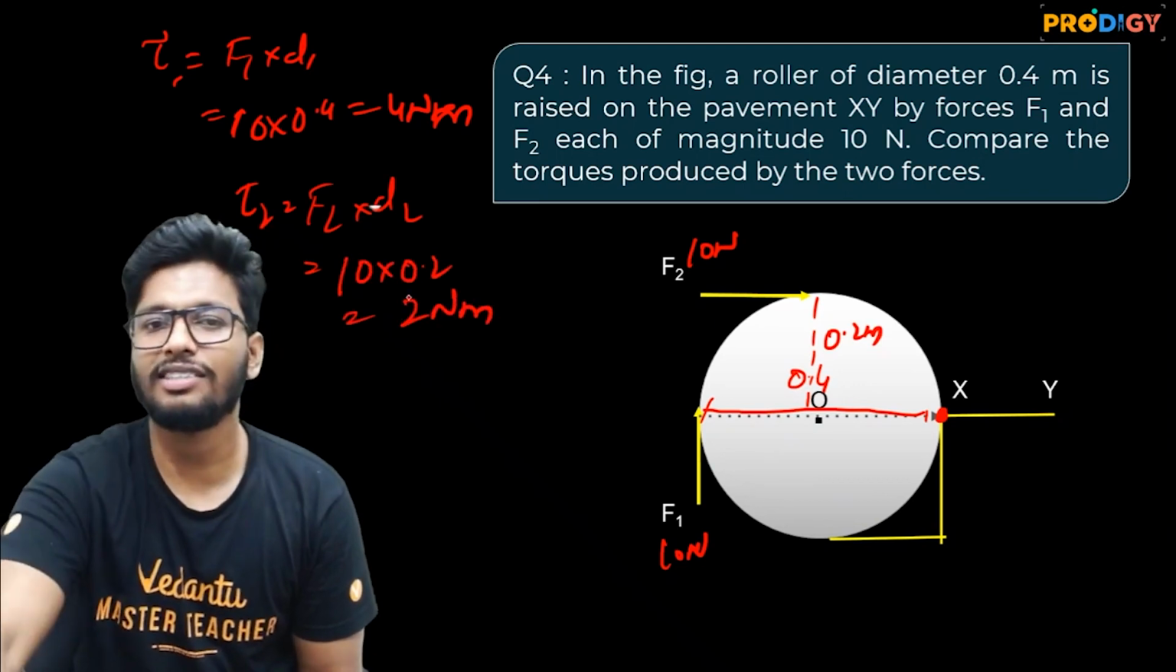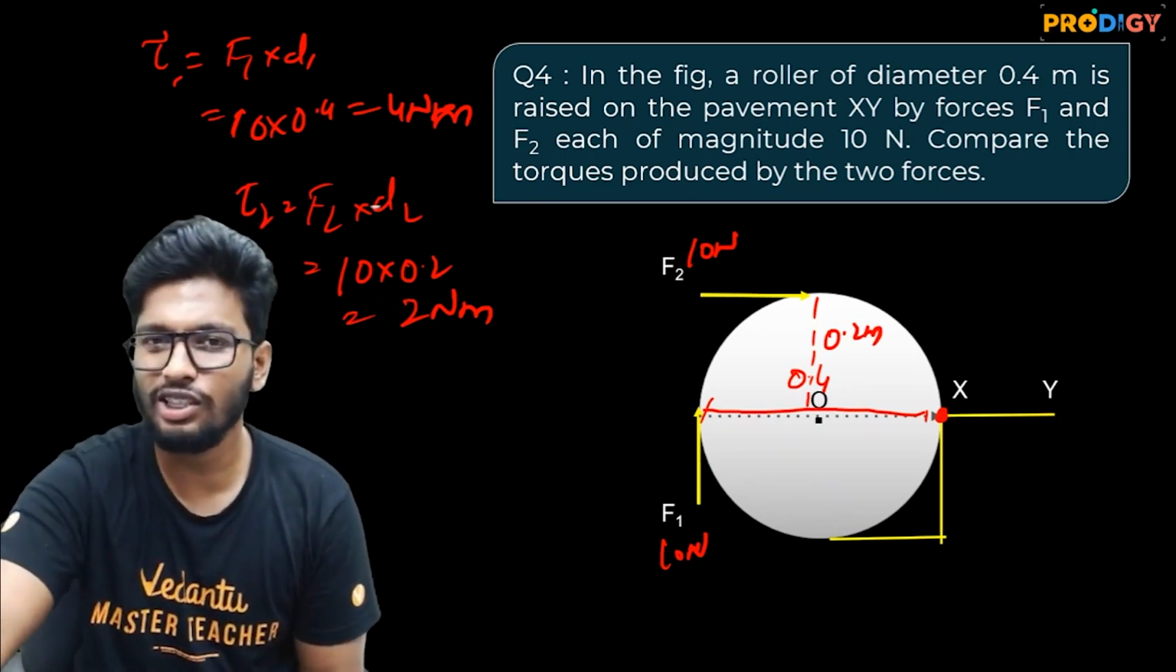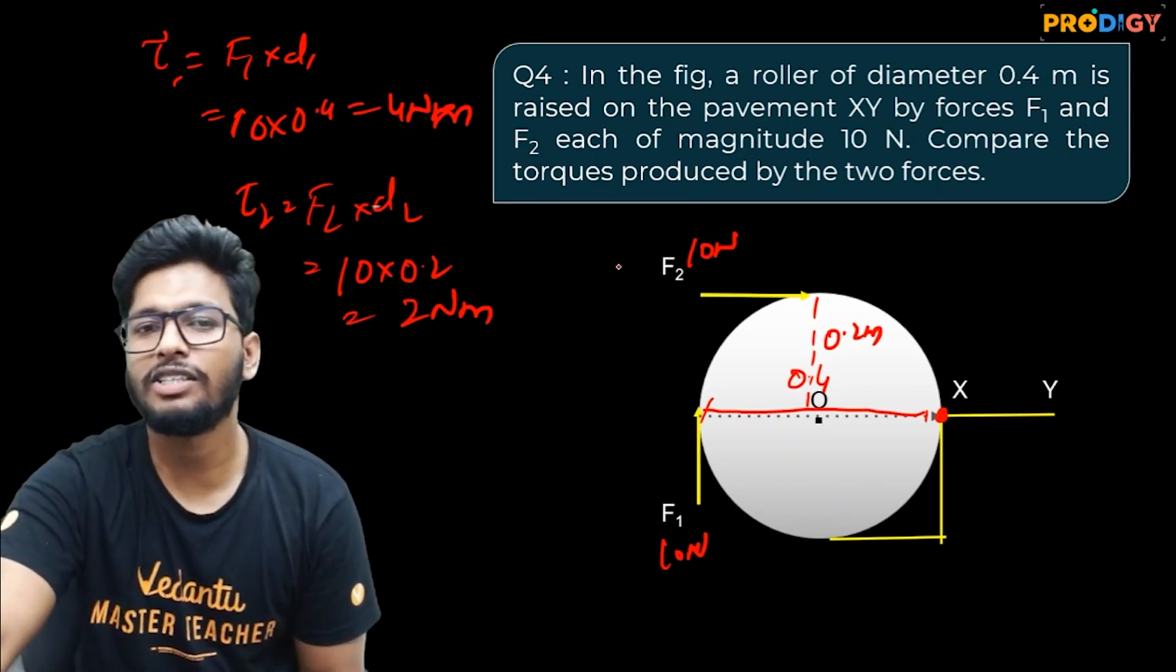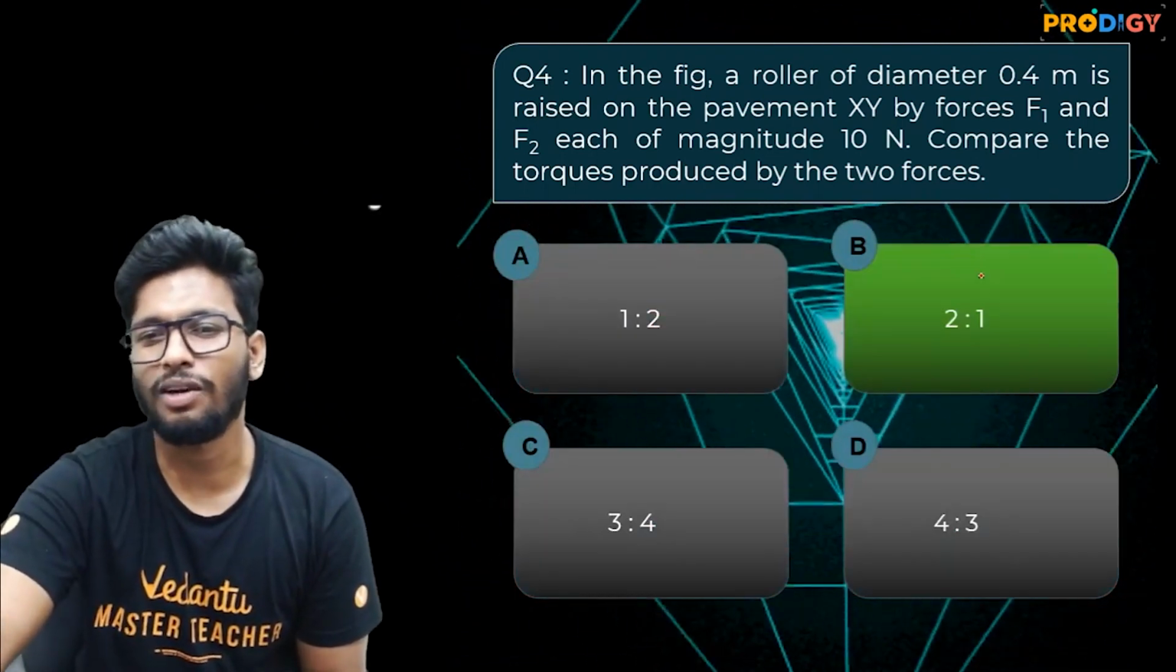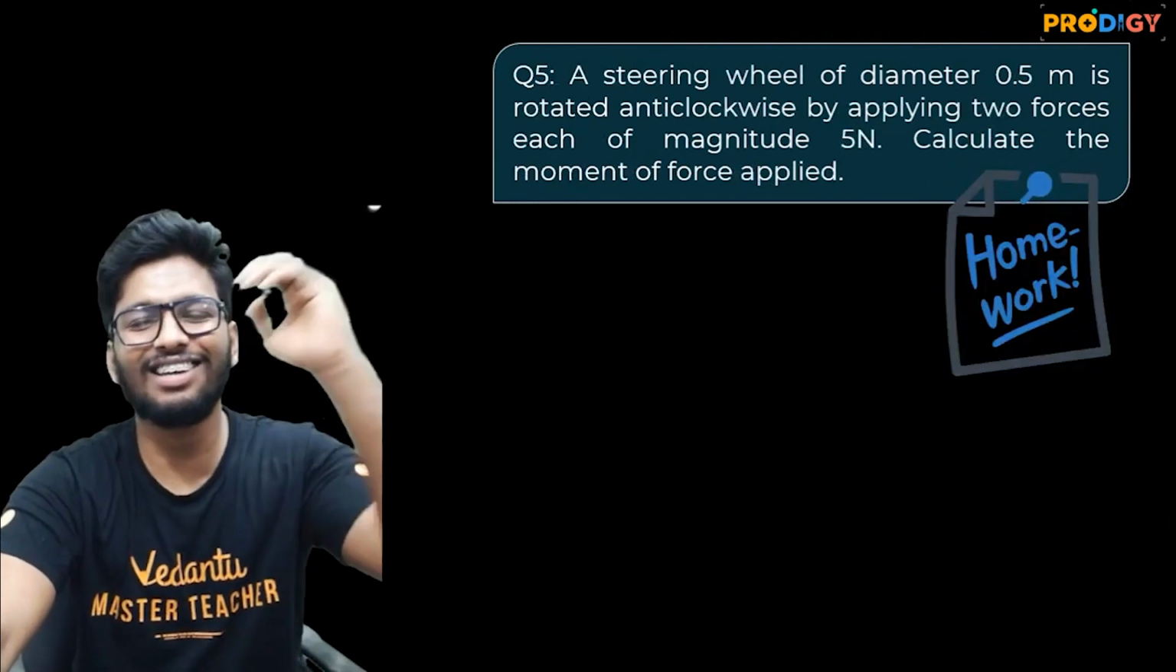So the answer to this question, guys, is that you're supposed to find the ratio. That's nothing but 4 by 2, which is 2:1. So the answer to this question is option B, which is 2:1. That's all. Alright, so that is your last question, people.